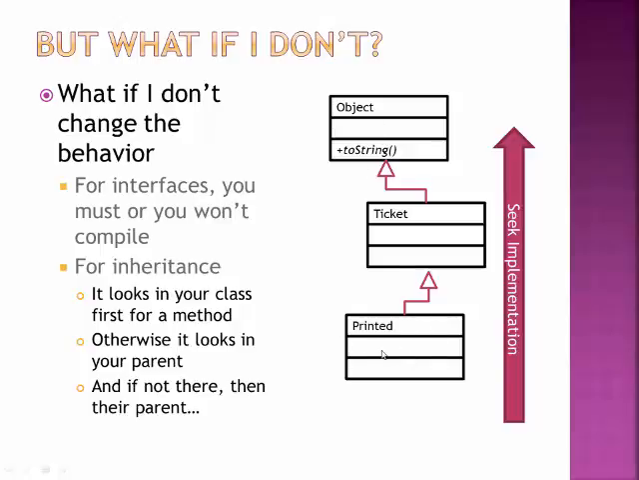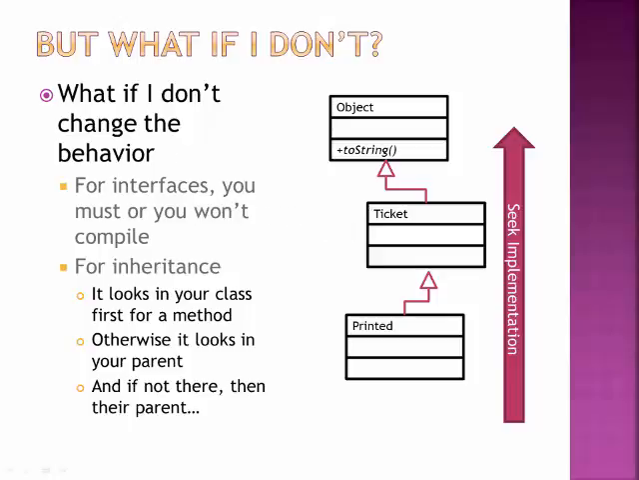If it's not in printed, then it'll go up to ticket class. If it's not in ticket class, I'm going to go up to object class, and it's going to keep moving forward until I find an implementation. And that's another great thing about polymorphism: once you define a behavior, every class that inherits has that behavior unless they change the behavior. And we'll talk about the mechanics that make that happen as well when we get a little bit further on.